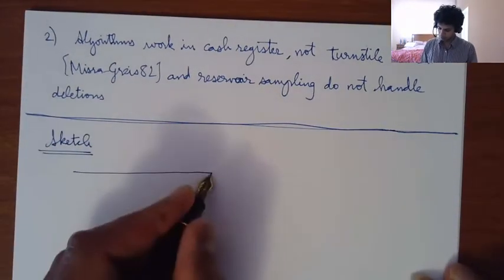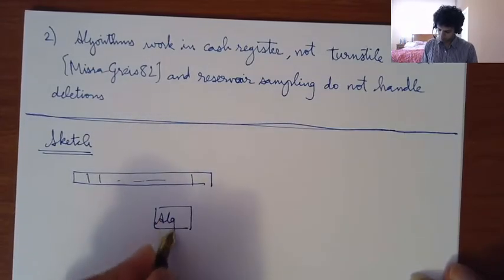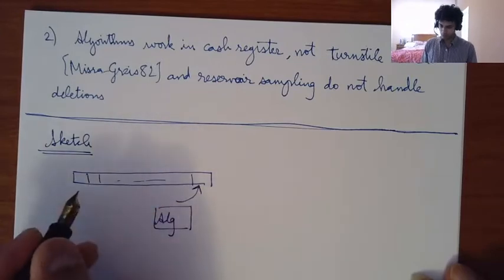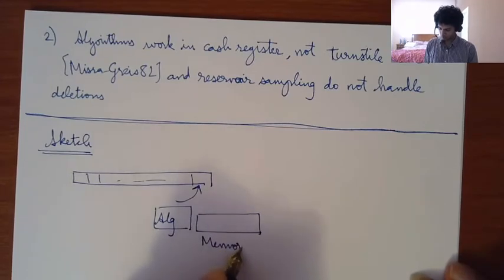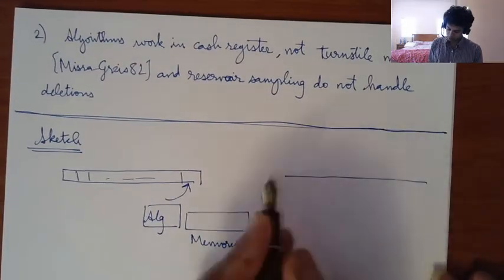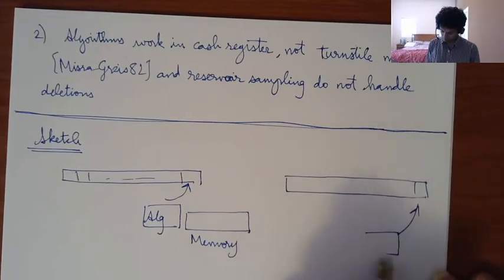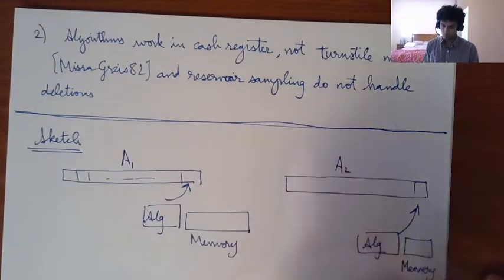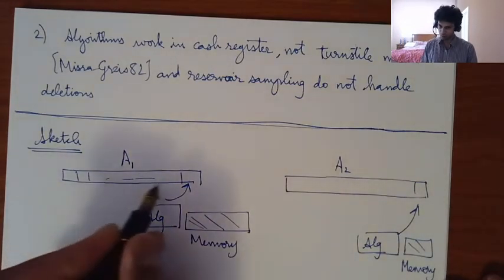So here's your stream, and here's your algorithm, which is passing through the stream, and at the end of it, there's something stored in its memory. That's basically what a streaming algorithm is. Now let's say you have another stream, and you run the same algorithm, and it's going to have something in its memory as well. Let's call these streams A1 and A2. What you have stored in the memory you can think of as some kind of summary of whatever has been seen in the stream.